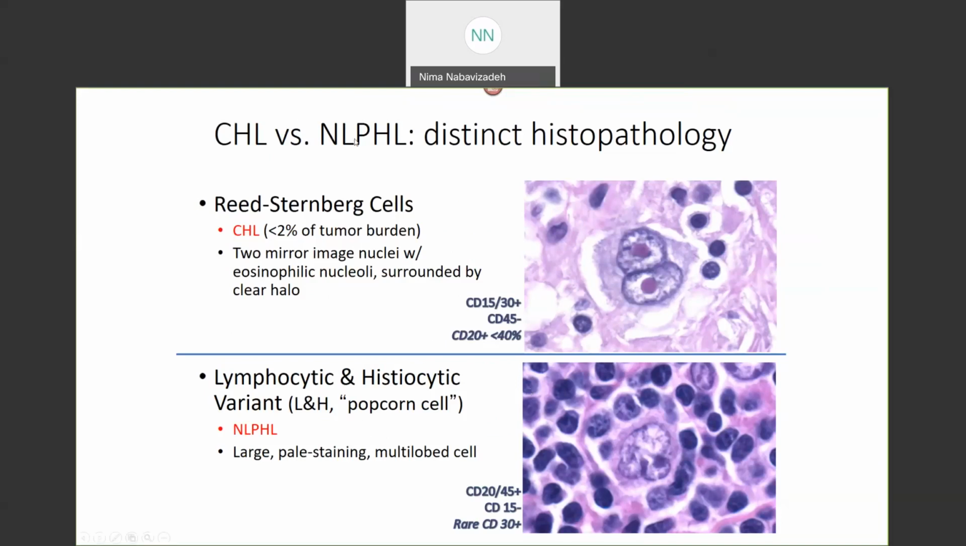And as far as distinct histopathology, we talked about the Reed-Sternberg cells. The nodular lymphocyte predominant Hodgkin's lymphomas also present with these large pale staining multi-lobed cells that we call the popcorn cells.